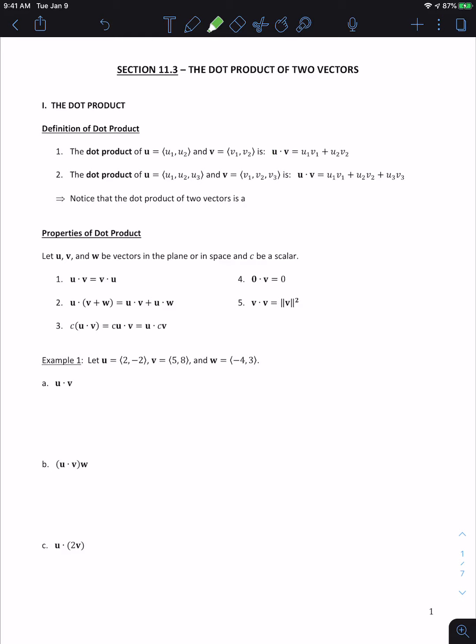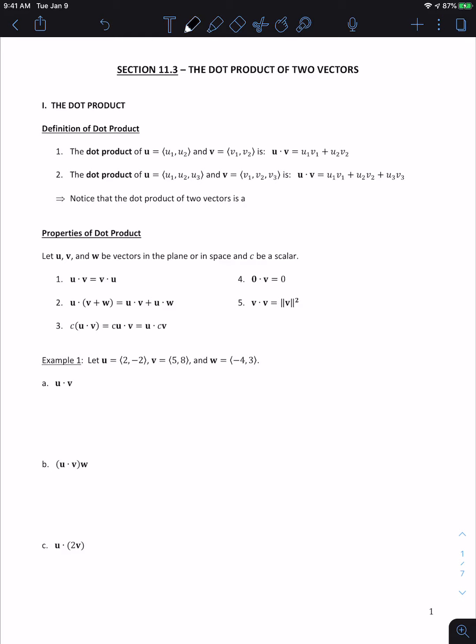And it's just the first component of the first one times the first component of the second one plus the second component of the first one times the second component of the second one. And then the dot product for two three-dimensional vectors is just the exact same thing, except we also add the third components being multiplied together.